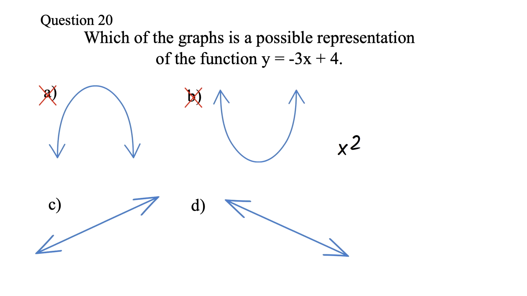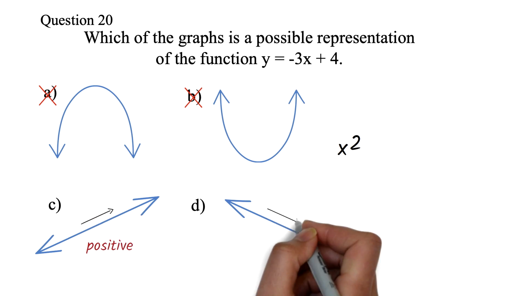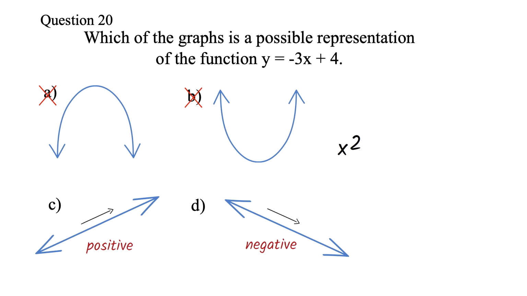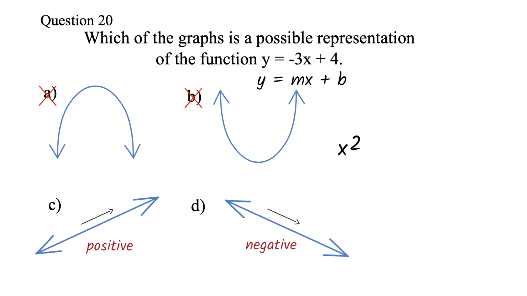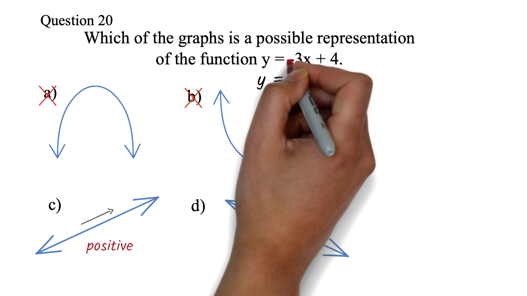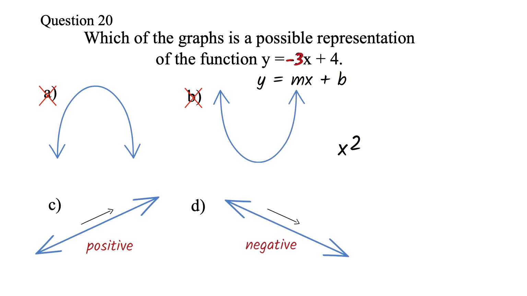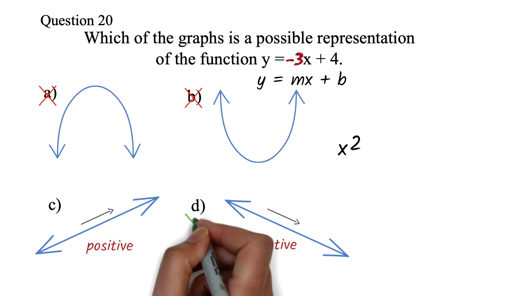The slope of C is going up, so it's a positive slope. The slope of D is going down, so it's a negative slope. Now looking at the function, we see that it's in the form y equals mx plus b. We said in this form the m, or what is with the x, is the slope. Here the slope is negative 3. Since the slope is negative, the answer will be choice D.